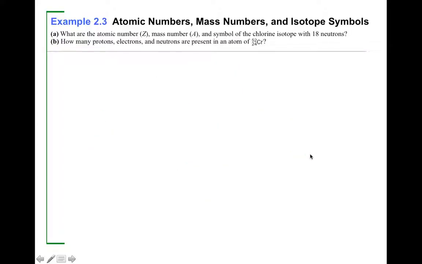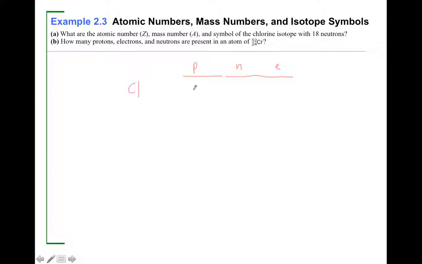So let's wrap this up by considering an example. What is the atomic number Z, mass number A, and symbol of the chlorine isotope? Here's chlorine with 18 neutrons. So protons, neutrons, and electrons. I'm making this up to make it easy for me to answer this question. So, a chlorine isotope with 18 neutrons. How many protons does chlorine have?